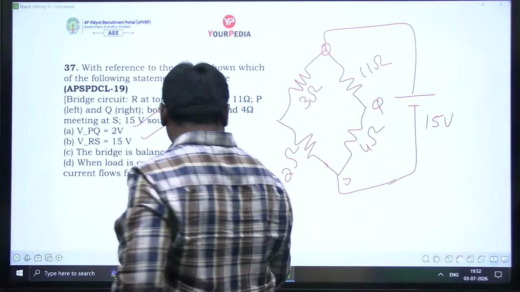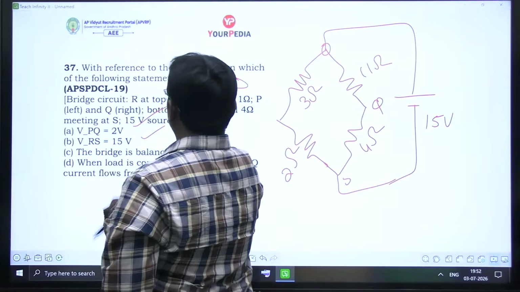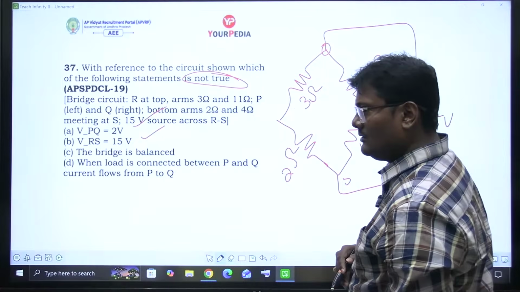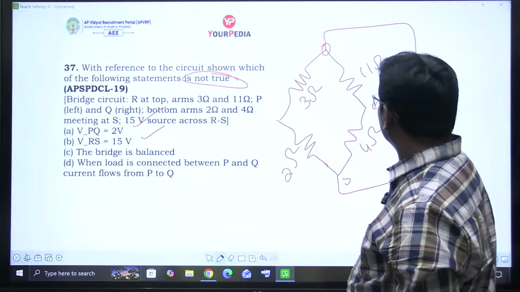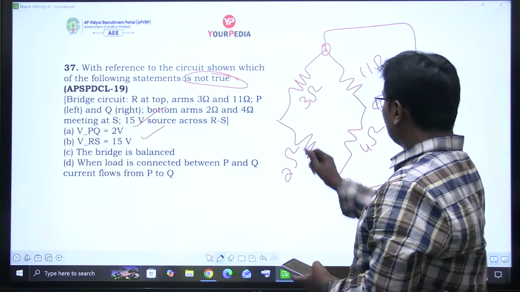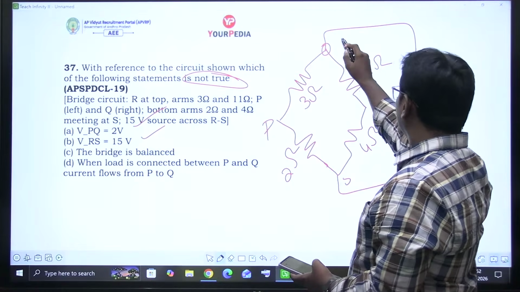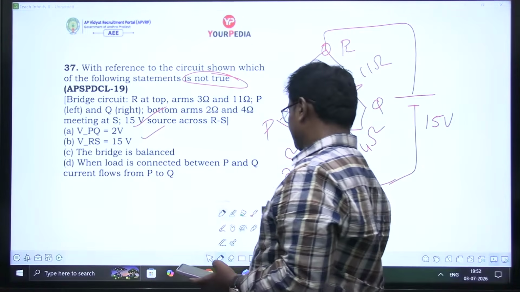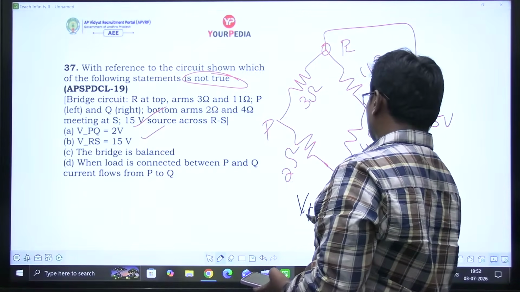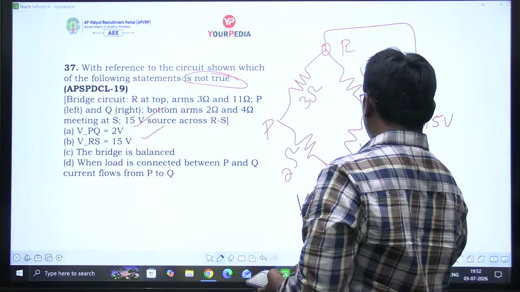See, which is not true. This condition, you have to read, which is not true. Which is not true is asking. Okay. This is P and this is R. So VRS is 15, correct. VRS is 15 is correct.